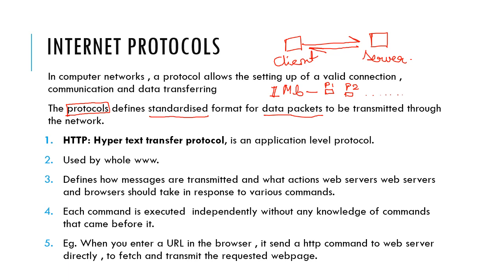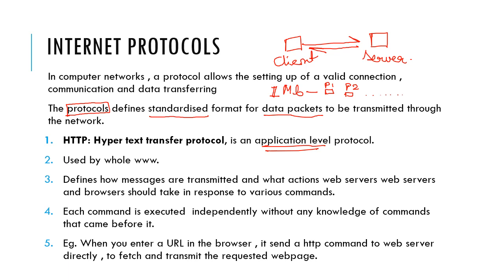HTTP stands for, this is the first internet protocol, Hypertext Transfer Protocol. This is an application level protocol. This application level is, there are 7 levels in networking. They are part of the discussion of higher classes, but I will just give you a brief overview. This is not in your syllabus, just a brief overview.